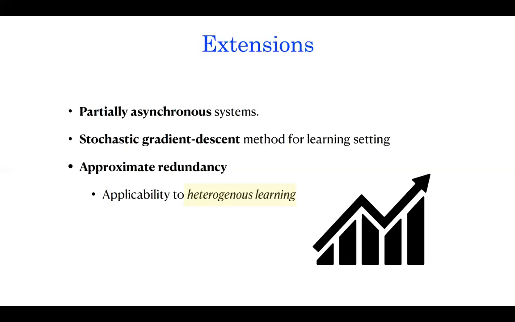Heterogeneous learning refers to the setting where different agents might be observing data points from different distributions and not a common distribution, unlike the homogeneous learning.